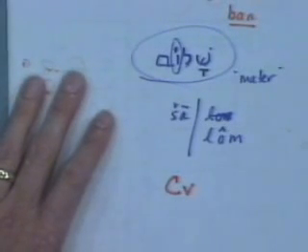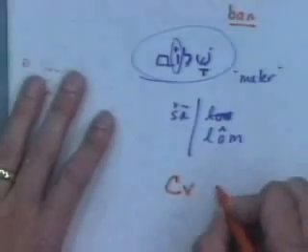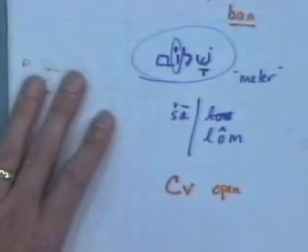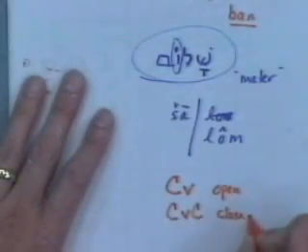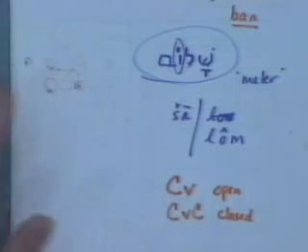Now, there's only one variation on this theme. Some syllables quit with a consonant and a vowel. That's called an open syllable. Some syllables start with a consonant, have the vowel, and have a second consonant. That kind of syllable is called a closed syllable. That's it. You now know everything there is to know about syllables. Every syllable starts with a consonant and has one vowel.